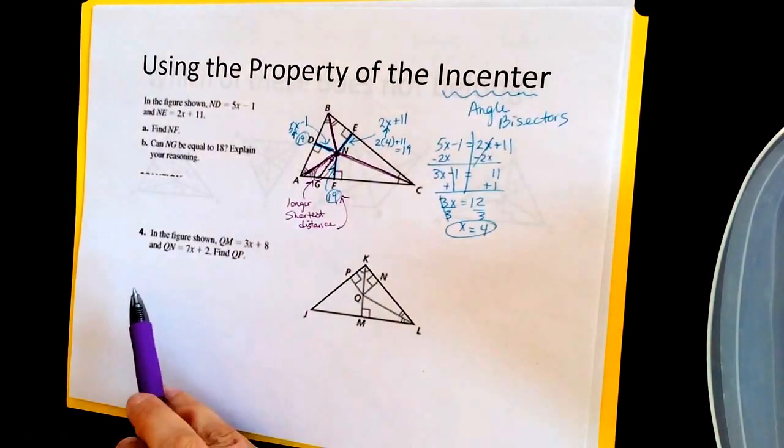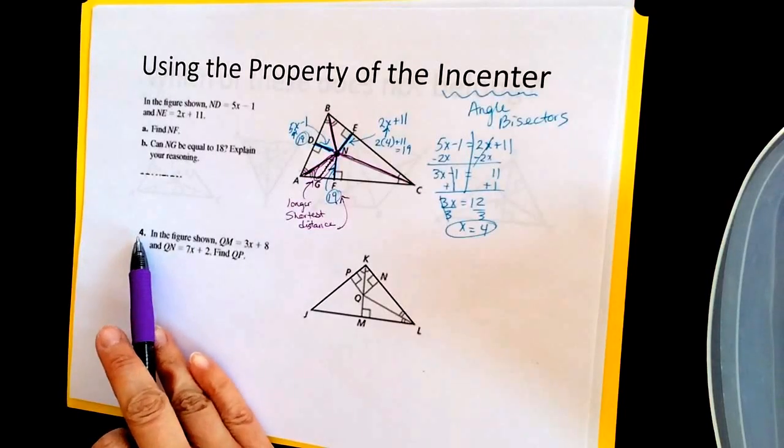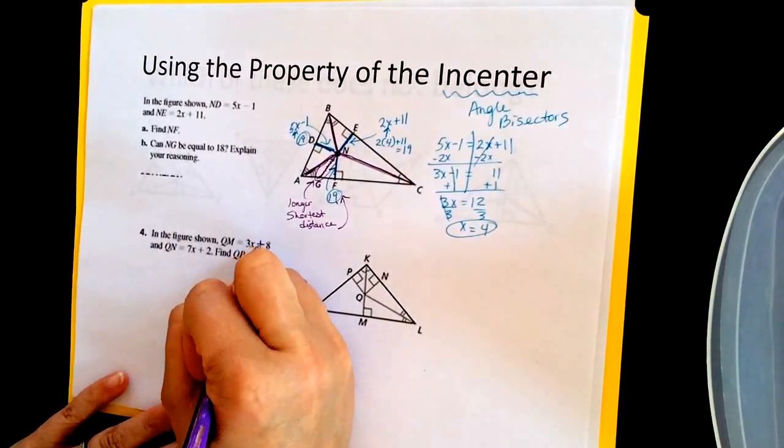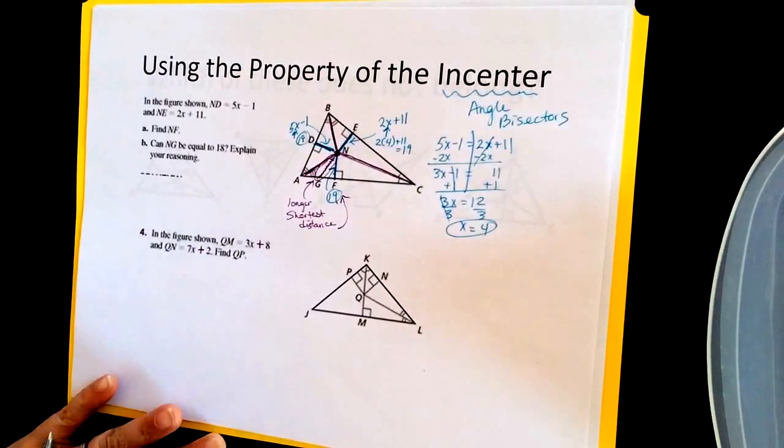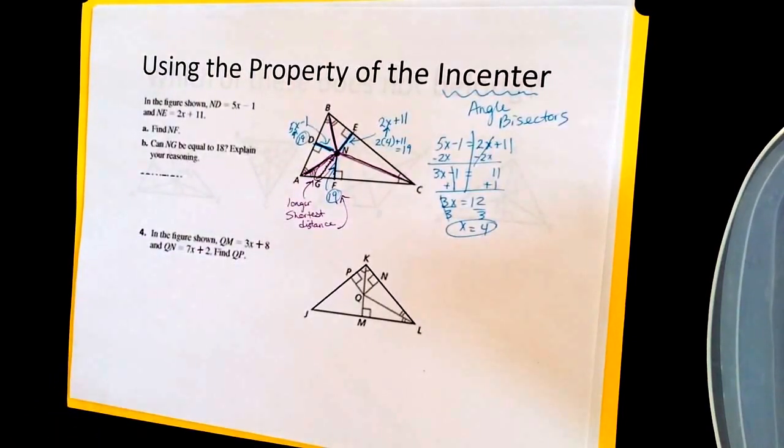So pause the video here and you go ahead and try number 4. That is 3x plus 8 and 7x plus 2. And then I'll show you the final answer.